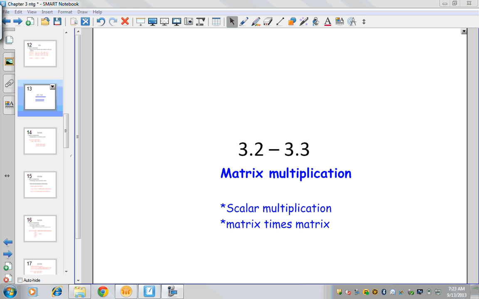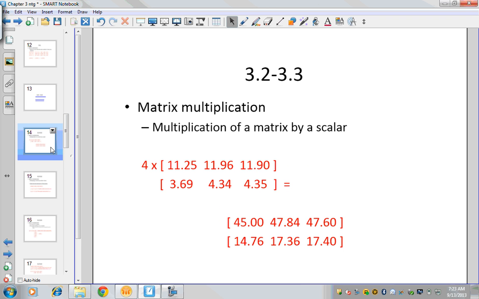Okay, in this video we're going to be talking about matrix multiplication. The two concepts we're going to be talking about are scalar multiplication and then a matrix times another matrix. So let's go and get started. The scalar multiplication is actually pretty simple.